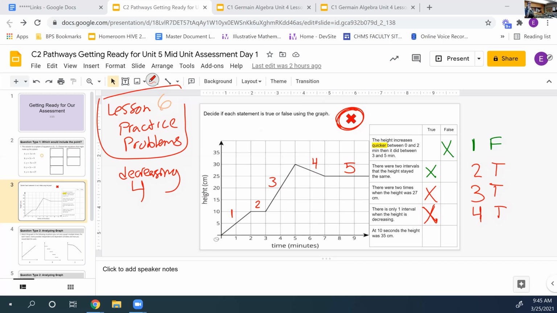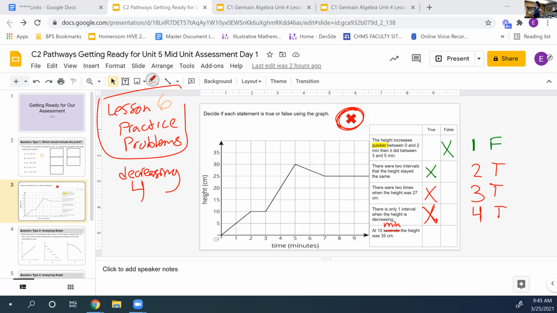Last one. This one is probably the easier of the ones here. At 10, and I meant to write minutes, I'm sorry. At 10 minutes, the height was 35 seconds. Is that a true statement? Yes or no? At 10 minutes, the height is 35 seconds. Is that true or false? False. So when I'm looking for 10 minutes, which axis am I going to look for 10 on?